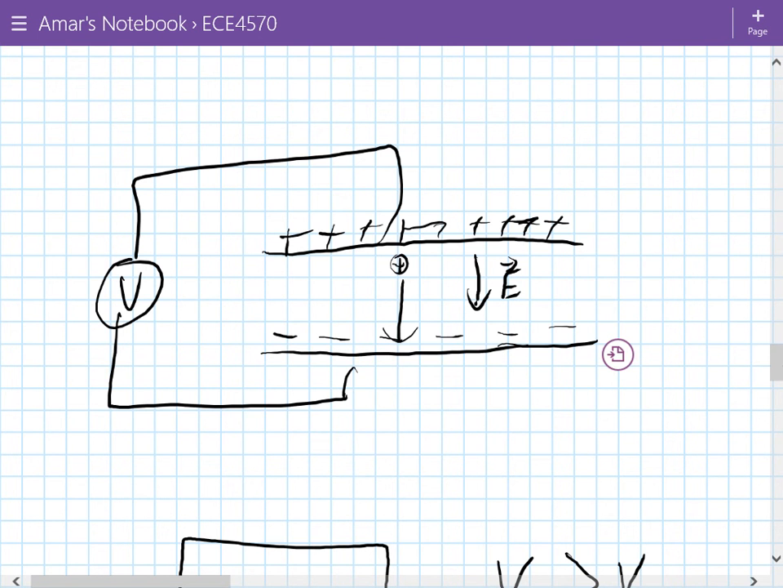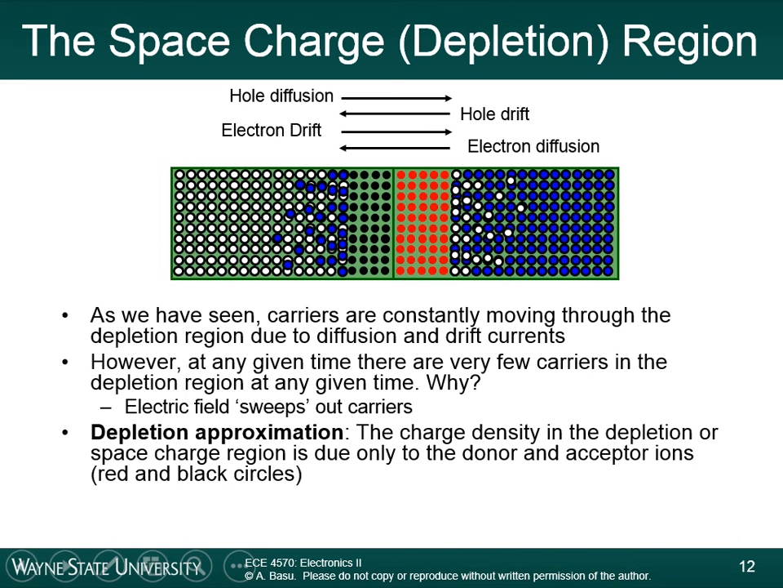So that's what this depletion approximation is. It's saying that there aren't any mobile electrons or holes in this depletion region. The charge density in the depletion region is due only to donor and acceptor ions. It's due to the immobile ions, the positive ions here, negative ions here. There are very few electrons and holes in that depletion region. We assume that there's none, essentially. And that's the reason why it's called the depletion region.